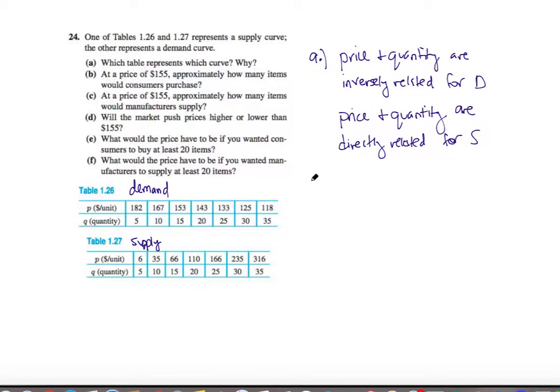So we have a positive slope in that case. For B, at a price of $155, how many items would consumers purchase? So this is my demand curve. So I would say, all right, between $167 and $153, we have the price of $155.